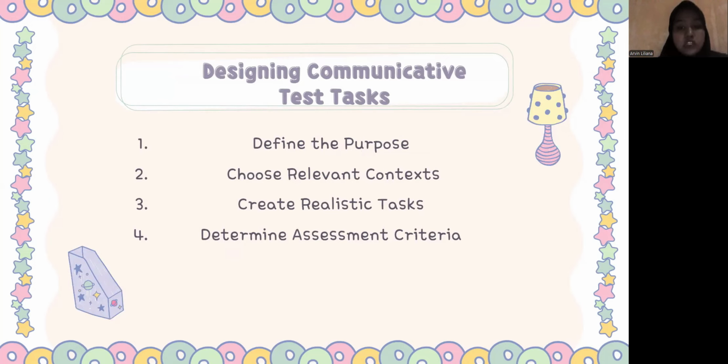The second is choose relevant contexts. The tasks should reflect real-life contexts that are meaningful and relevant to the students. This means selecting situations or scenarios that they are likely to encounter in daily life, such as ordering food, seeing a doctor, or booking a hotel. The third is create realistic tasks.